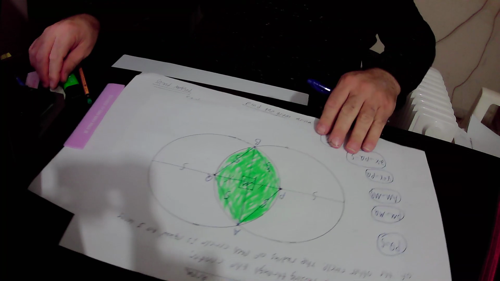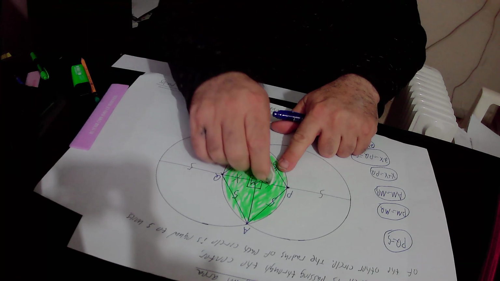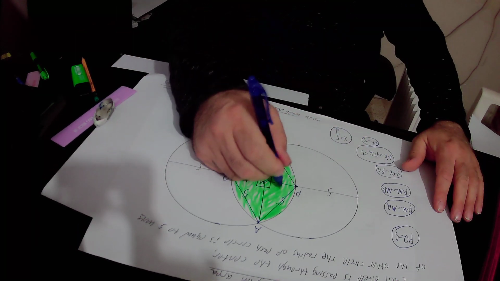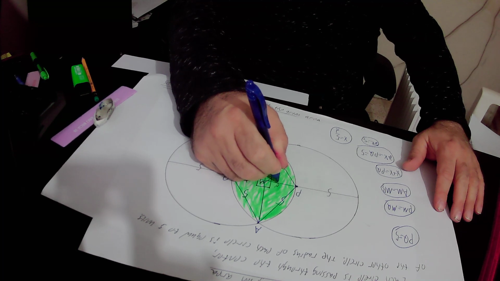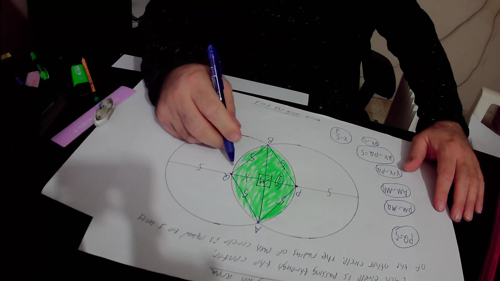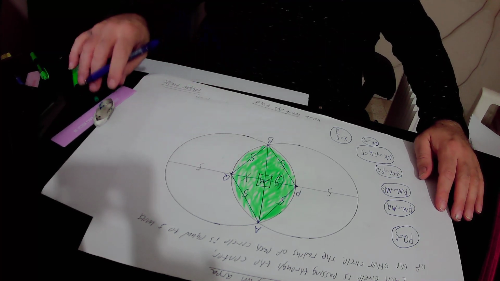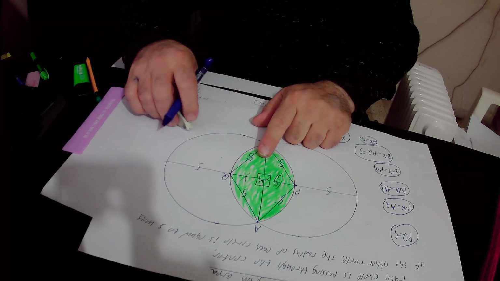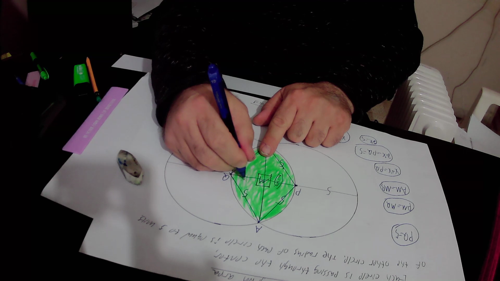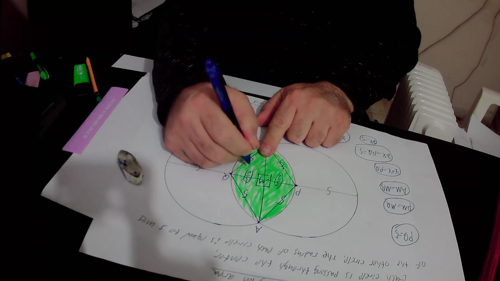So here we substitute X by 5 over 2 units. PM equals X equals 5 over 2 units, and MQ is also equal to X, which equals 5 over 2 units.